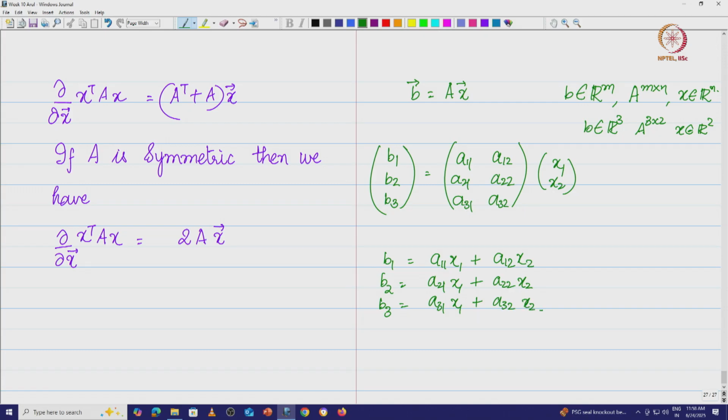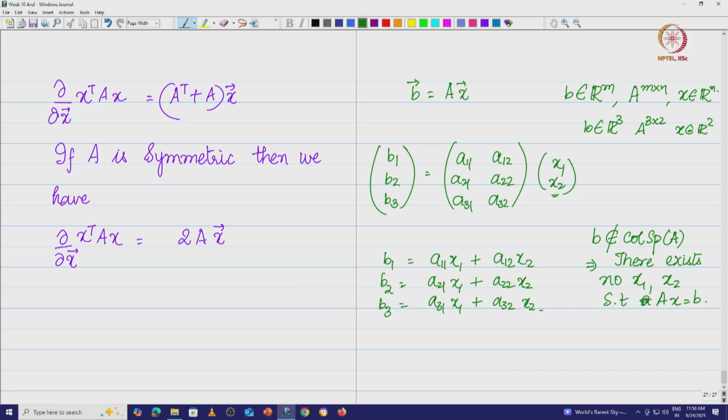Now the point is you are expected to solve for x1 and x2, and we do not have an x1 and x2 which would actually give B, this set of b1, b2, b3. Let us assume that B does not belong to the column space of A, which implies there exists no x1, x2 such that Ax is equal to B.